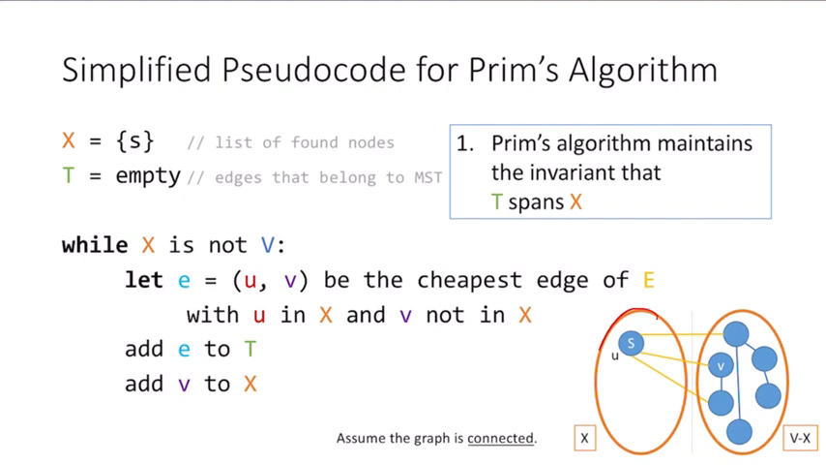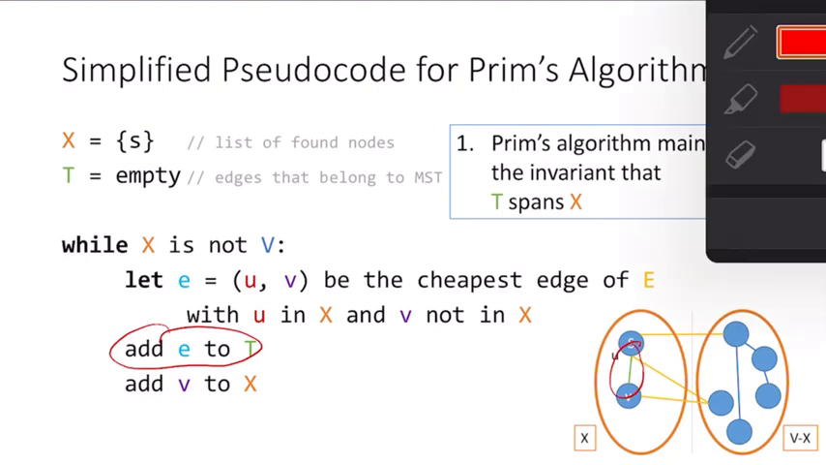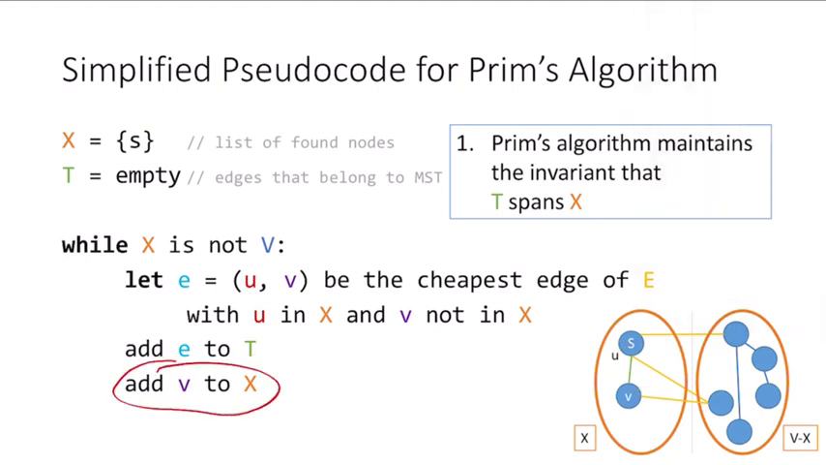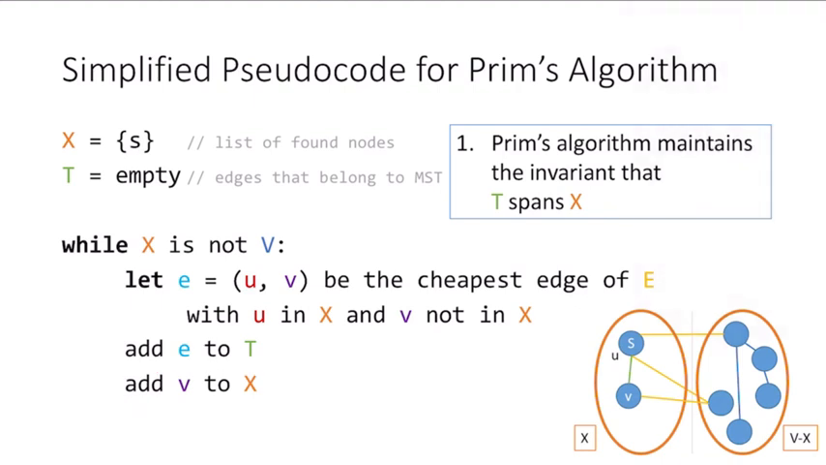So let me show you the picture accompanying this. We have a set X. We have a set that's all the vertices not in X. And we have a start vertex. That's how we start X. So at any given iteration, Prim's is going to look at all these crossing edges, the edges that cross the cut from X to V minus X, and it's going to pick the cheapest one. And what does it do? It adds that edge to T, and I'll denote that by putting it in green here. And it adds the vertex that it was connected to, to X. So in each iteration, what we can say is that T spans X.